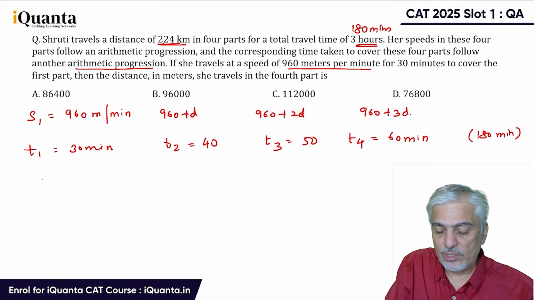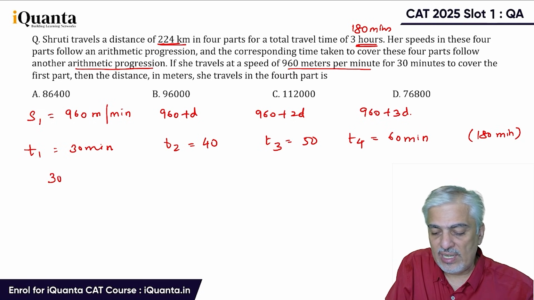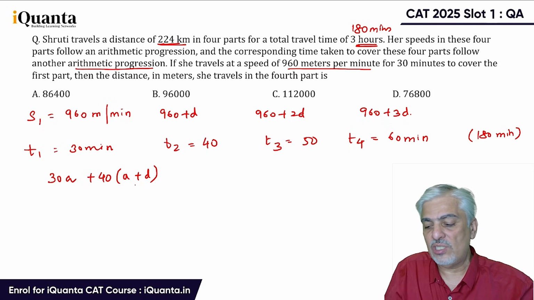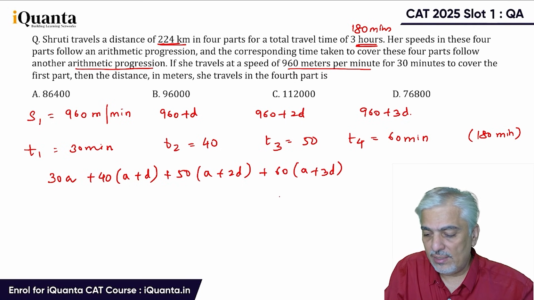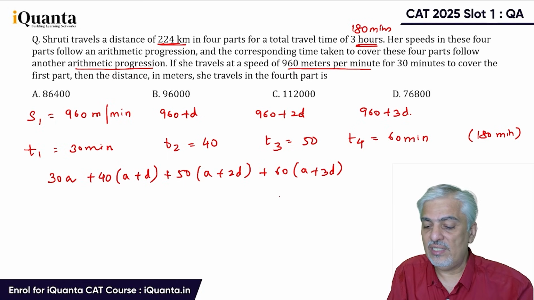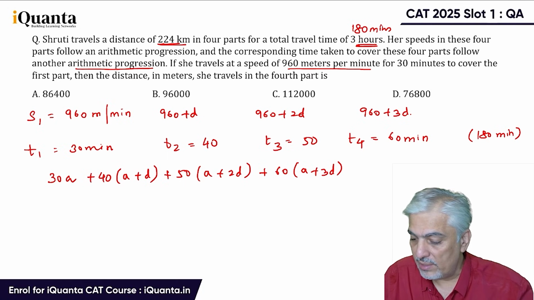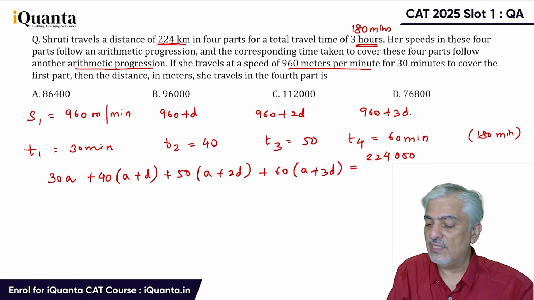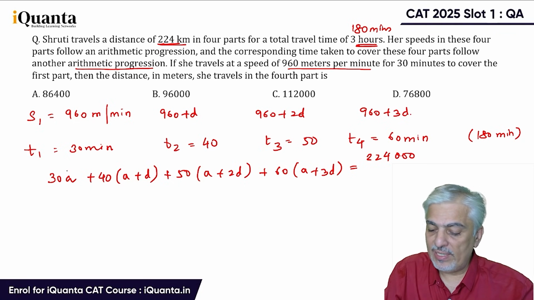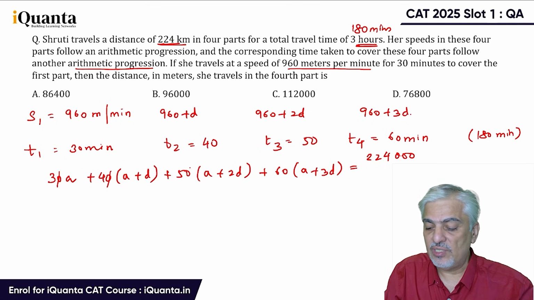So what's my first calculation? My first calculation will be distance will be 30A. Second calculation will be 40 into A plus D. Instead of writing the 960 every time, you'll have to just write 960 once at the end. Plus 50 into A plus 2D. Plus 60 into A plus 3D. And the total which is given is 224 kilometers. So that will be 224,000 meters. Okay. So we can divide by 10 and cut a 0 out at least first directly.